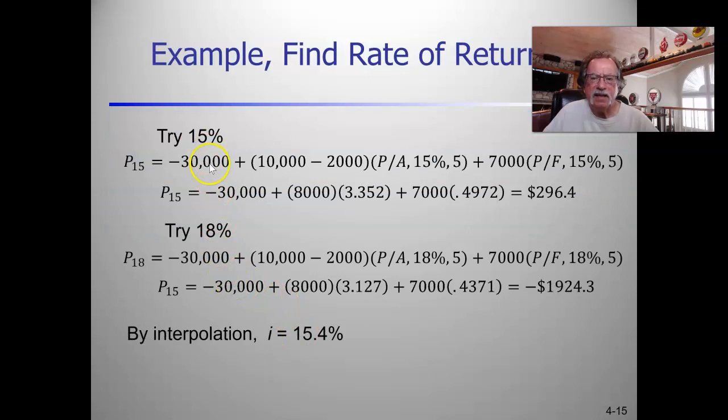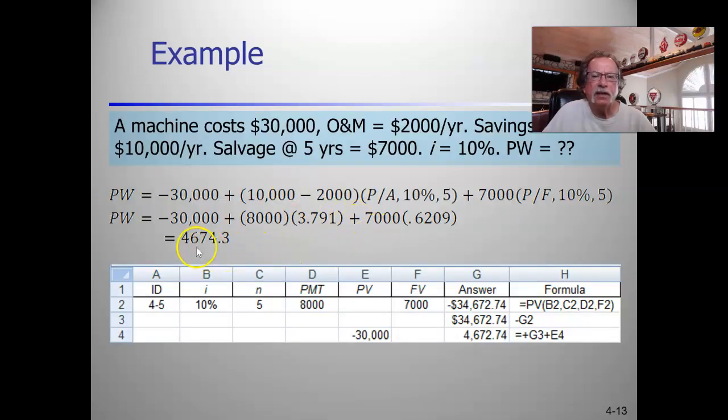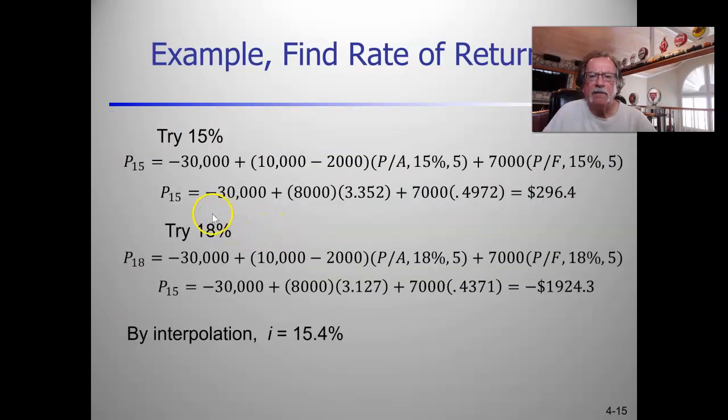So this basically takes you through the old method of solving. I should have deleted the slide. You'll never do this in industry, but basically you try different methods. So at 10%, it was $4,674. At 15%, it's $296. At 18%, it's negative 19. You interpolate between the two, and you get 15.4%. And that's where the present worth equals 0.